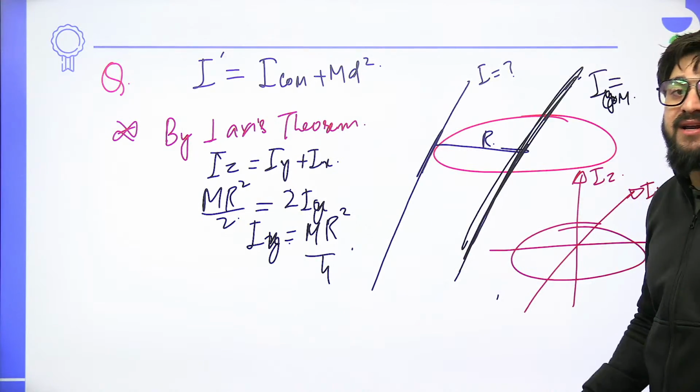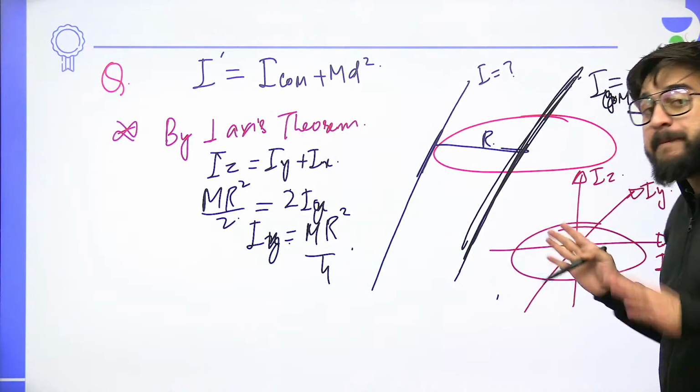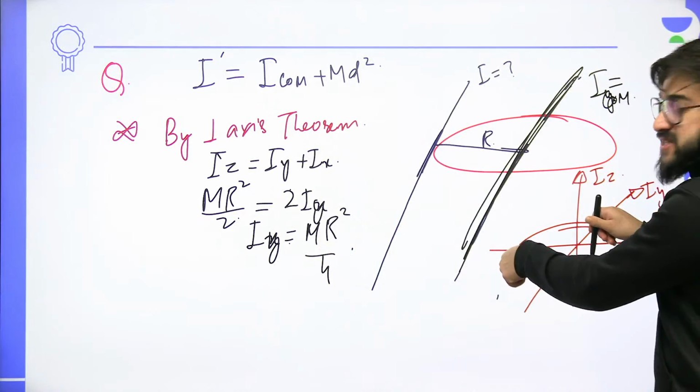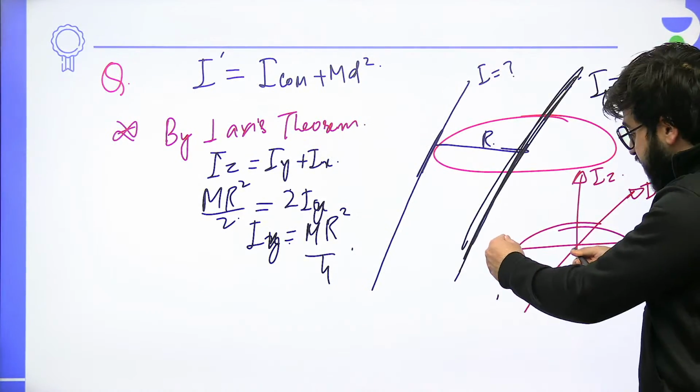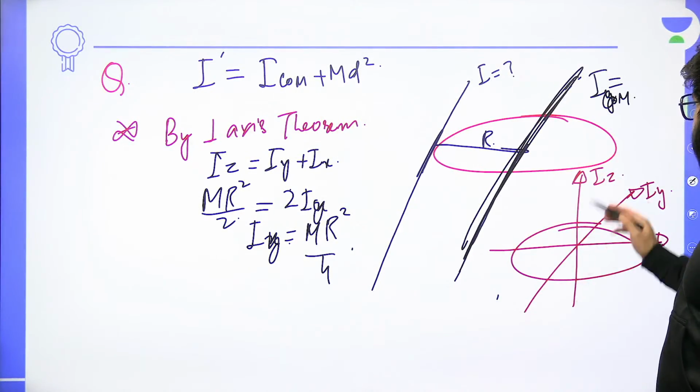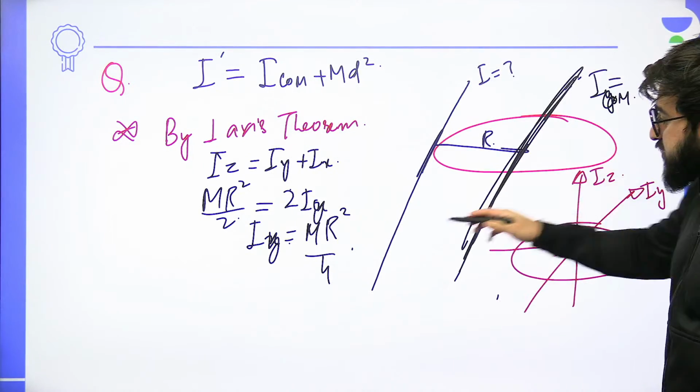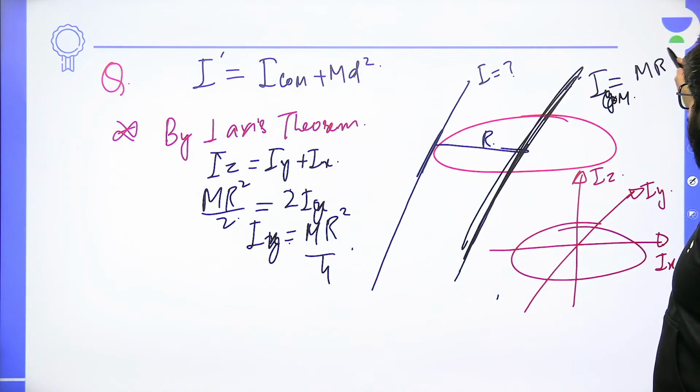Now you will say, sir, why cannot I take this axis and this axis? Because the condition in parallel axis theorem is the two axes should be parallel to each other. This axis and this axis are not parallel to each other. Understand? So that's why. So we say ICOM in this case, how much did it come? We'll say mr square by 4.